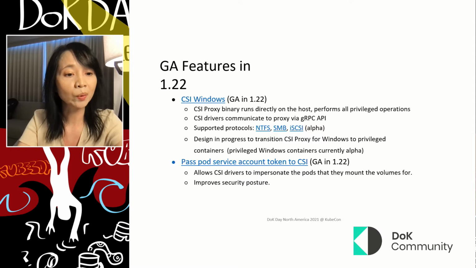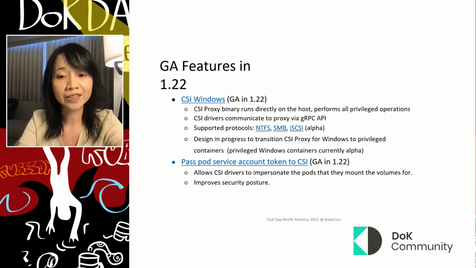Supported protocols include NTFS, SMB, and iSCSI. Only CSI node RPCs need to be implemented by CSI drivers to support Windows. Another thing I want to mention is that this CSI proxy approach is designed based on the assumption that Windows containers can't be privileged. However, now there's also an alpha version of privileged Windows containers. CSI Windows team is working on designing a solution to transition CSI proxy for Windows to privileged containers. The goal is to make sure minimal changes are required for CSI drivers already supporting CSI proxy to move to privileged containers.